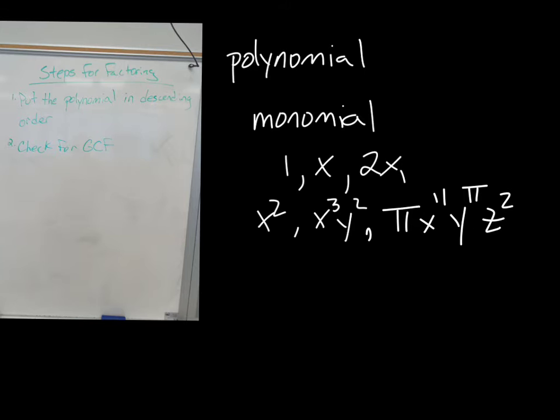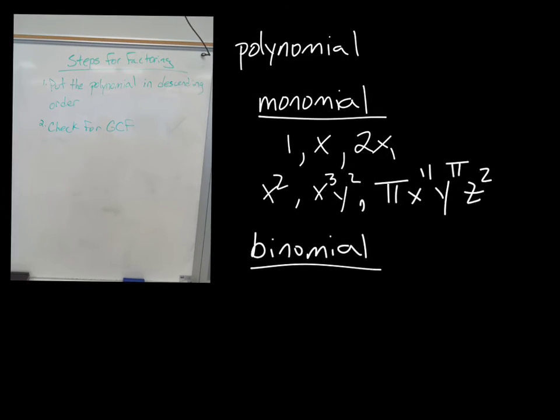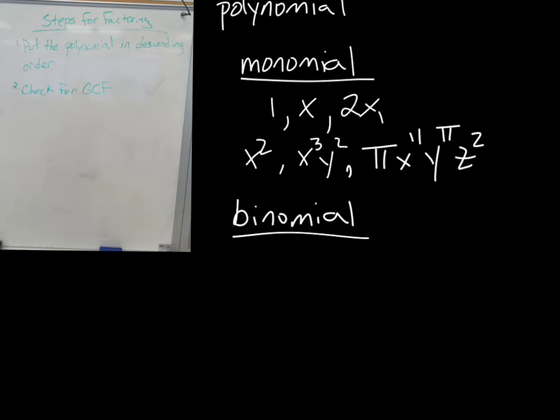No addition or subtraction sign, right? Okay, so then if that's a monomial, what's a binomial? So it has a pi x to the 11th power times y. Well, don't start out like you can't handle something like that, right? You think you want the supermodel, but you wouldn't know what to do with the supermodel.